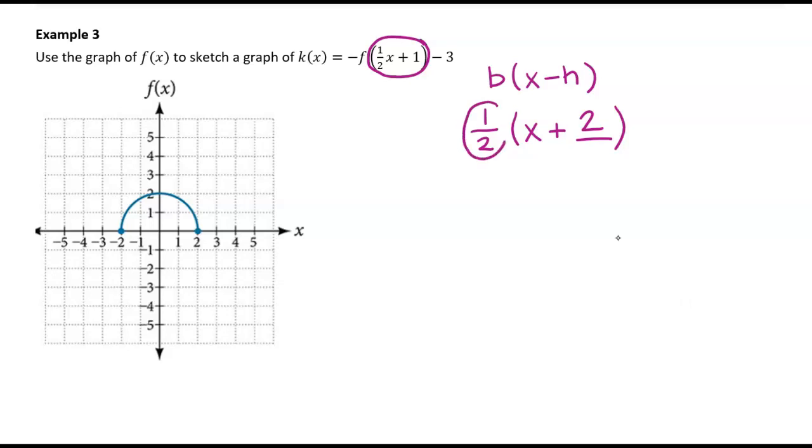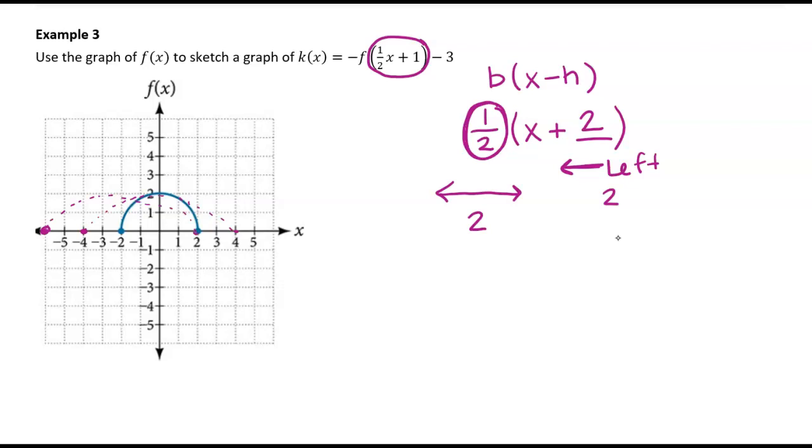Now remember, this b here, I'm going to do the opposite. So I'm going to stretch this by a factor of 2. And then inside, I'm going to shift this to the left 2. So let's do that first. I'm going to stretch this by a factor of 2. And then I'm going to move it to the left 2.